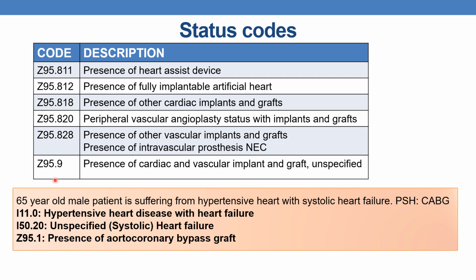Now let us see an example. A 65-year-old male patient is suffering from hypertensive heart with systolic heart failure. The past surgical history indicates CABG, that is coronary artery bypass graft surgery. So first I11.0 to indicate hypertensive heart disease with heart failure, followed by heart failure code, that is I50.20, unspecified systolic heart failure. Then the status of CABG, that is Z95.1, presence of aortocoronary bypass graft.